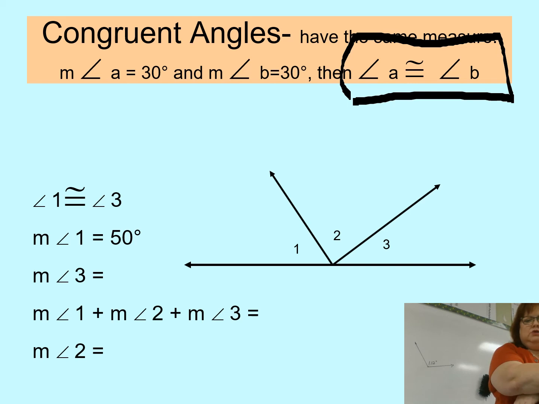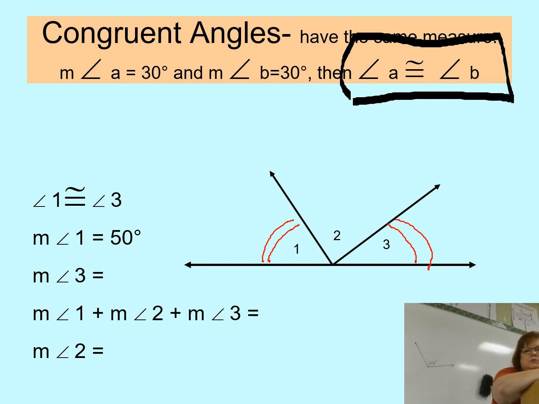All right, so let's work this problem. This is on your notes. Angle 1 is congruent to angle 3. Now, if I don't know what they are just yet, let's pretend we don't know, then how could I show that they match? 1 matches 3. How could I show that? With hatch marks. All you gotta do, just like we did with segments, is put those hatch marks on there.